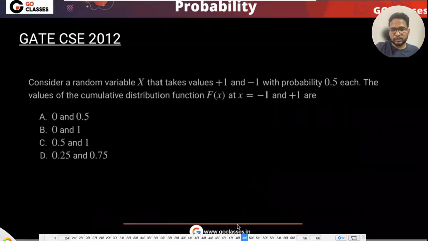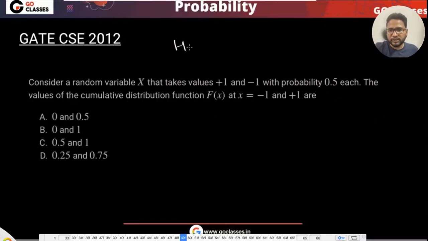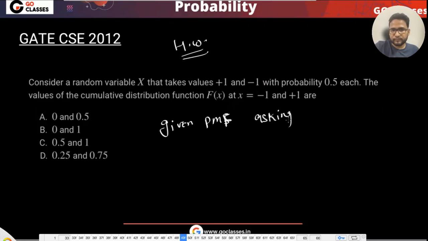Okay, so let's solve this question. Consider a random variable x that takes the value +1 and -1 with probability 0.5. The values of the CDF are, okay, they're asking the CDF values. This is an easy question. You can do it as a number. The CDF value they're asking, and the PMF is given. So given the PMF, they are asking for the CDF, the cumulative distribution function.